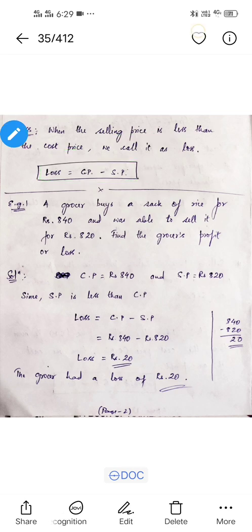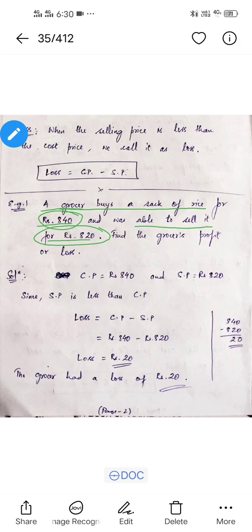All right, now let us look at example one here. A grocer buys a sack of rice. Grocer means dukandar, na? The dukandar buys a sack of rice for rupees 840. He buys it for 840 and was able to sell it for rupees 820. Find the grocer's profit or loss. So from the question itself we know if the grocer made a profit or loss. See, he bought it for 840 and sold it for 820, so we automatically know that it is a loss because he is selling it for less, right?